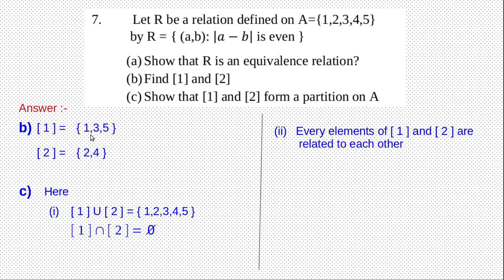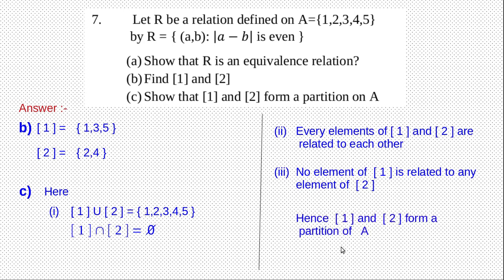And what about this? Whether the element (1, 2) belongs to R? Is the difference of 1 and 2 even? No. (1, 2), (1, 4), (3, 2), (5, 4), (4, 1) are not elements of the relation. It means that no element of class 1 is related to any element of class 2. That is the third condition. These are the three conditions to be a partition of a set. These three conditions are satisfied by these two sets. Therefore, these two sets, class 1 and class 2, form a partition of A.